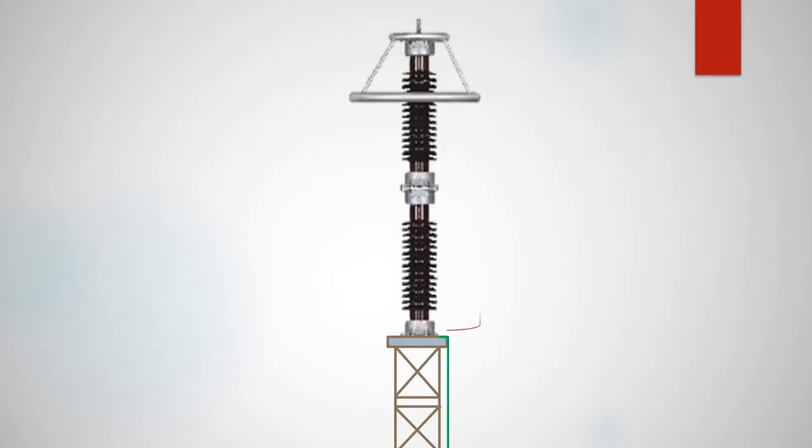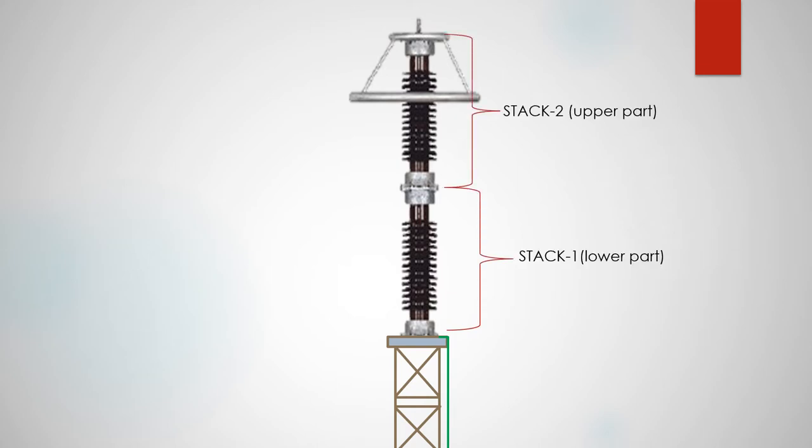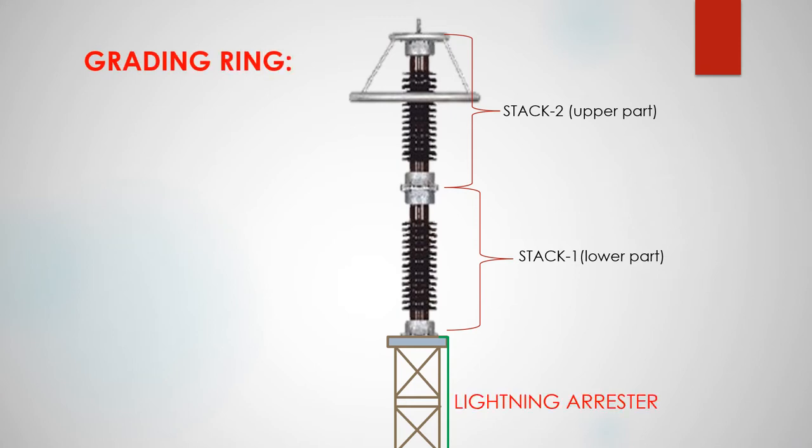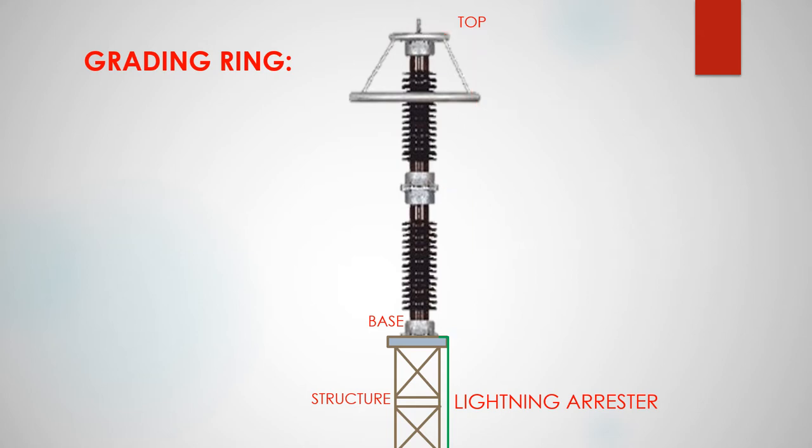This is an image of a two-stack lightning arrestor. More stacks may be used on voltage consideration. Similar single-stack operated voltage is used for formation of multi-stack as per requirement. This is a grading ring, not a corona discharging ring.